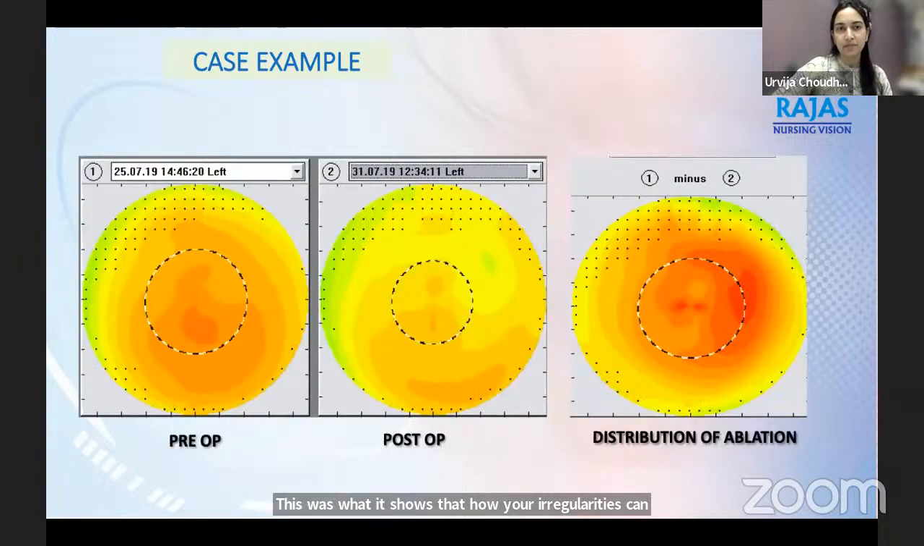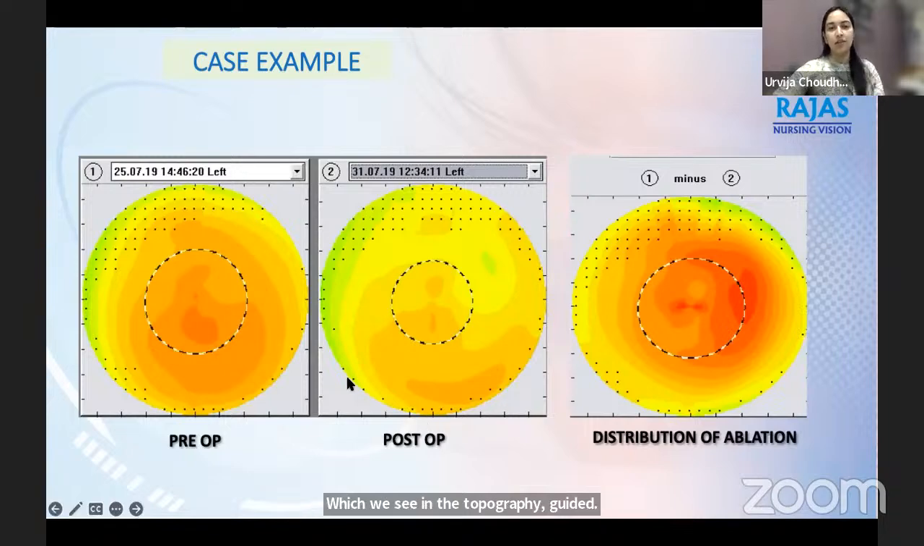So this shows how your irregularities can be treated and can give you a very regular surface. This is one such patient of ours which shows the preoperative profile and the post-operative profile, and again the same kind of irregular distribution of the ablation, which we see in topography guided ablations to get a good post-op result.